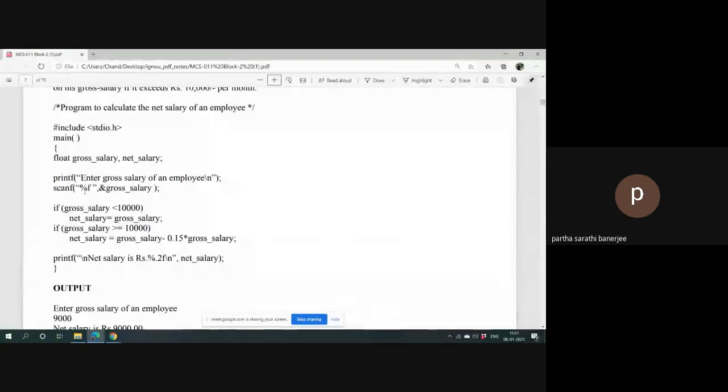Ma'am, can you explain this ampersand once more? Ampersand means you are trying to scan a value from the keyboard, and you cannot put the value in the sky or anywhere else. You have to put the value in some address. And which address will it be? You will put the value in the address of the gross salary.